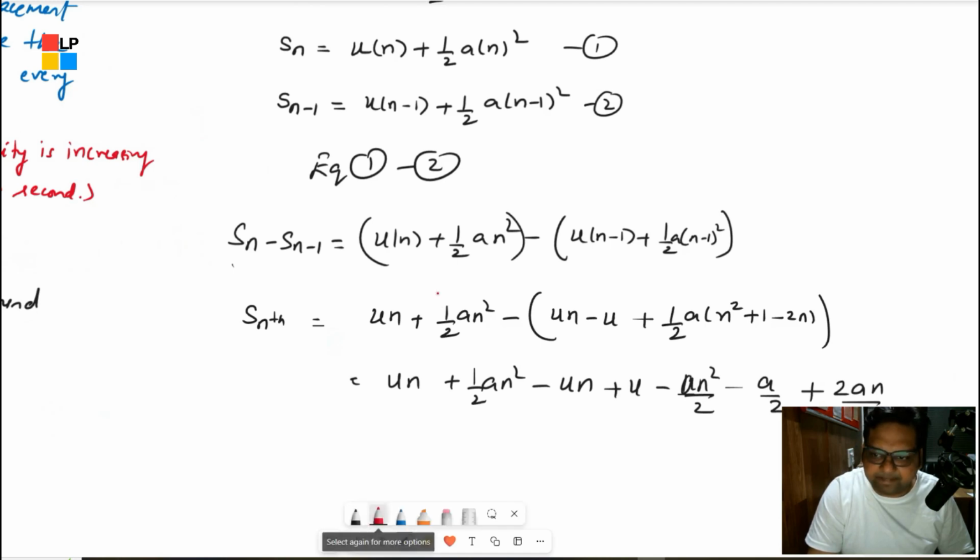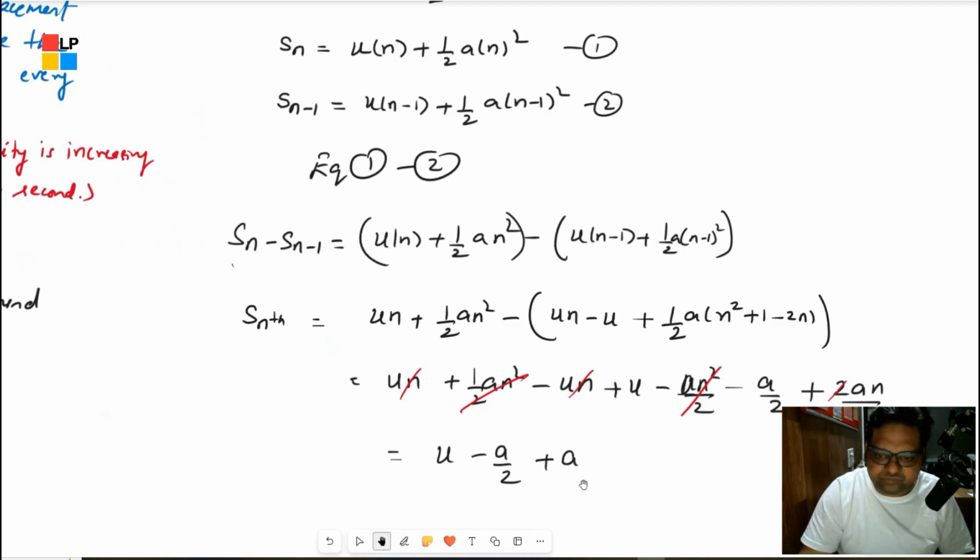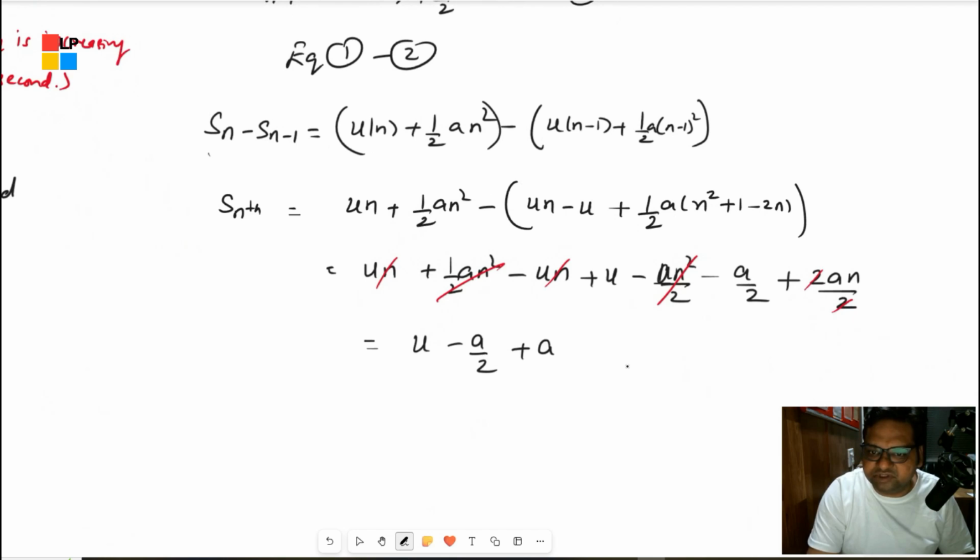So this is the equation. Now let's cancel some values. u n and u n will cancel, and a n² by 2, a n² by 2 will also cancel. So the remaining things come out to be u minus a by 2 and plus a n. Let's confirm: u minus a by 2 plus a n, sorry. Now you can write it like this, u plus a n minus a by 2, and you can also write it like this, a comes out common here, and n minus 1 by 2.